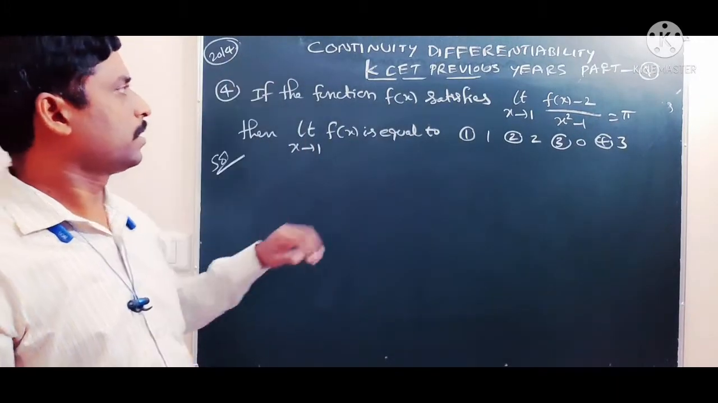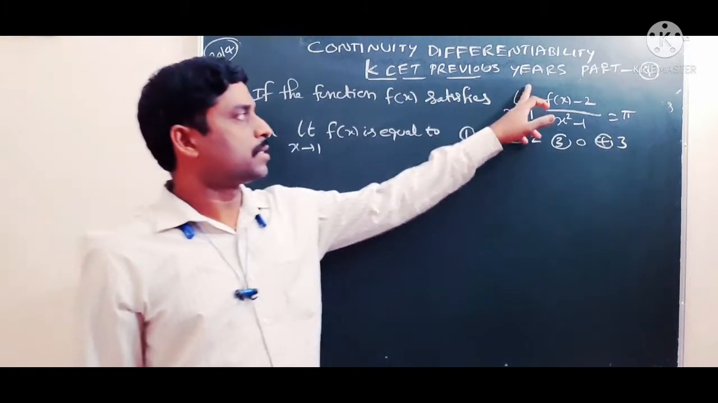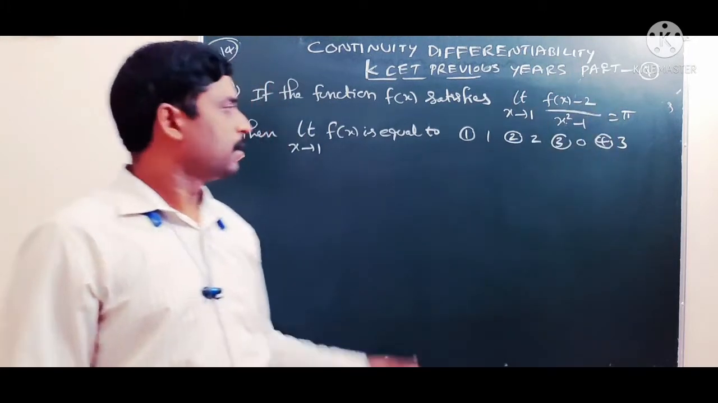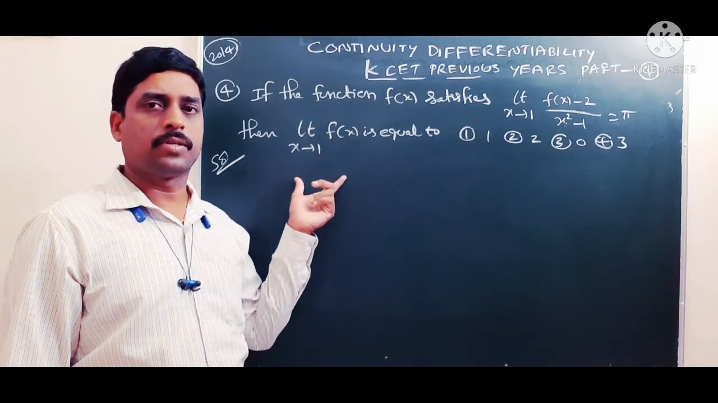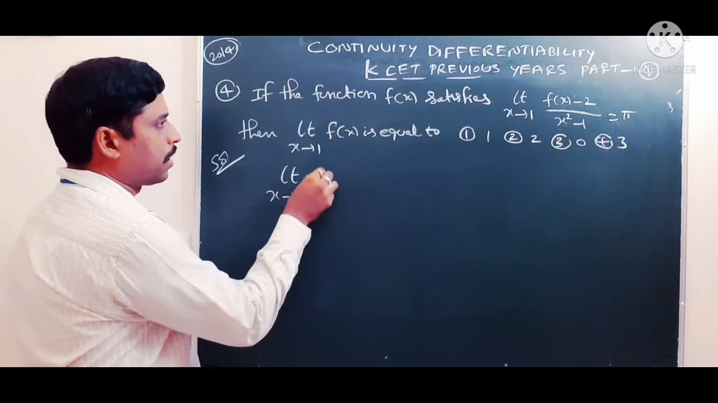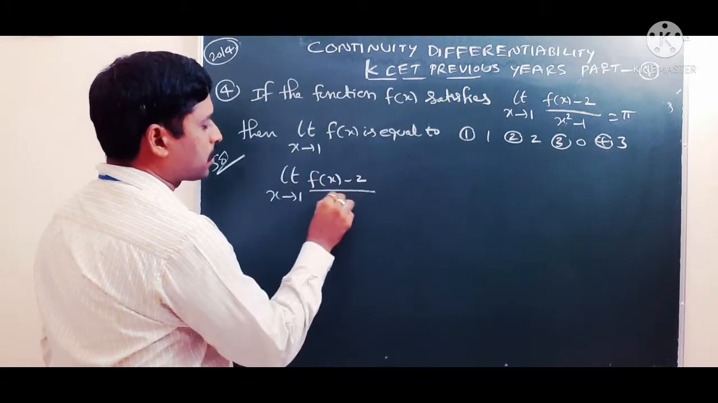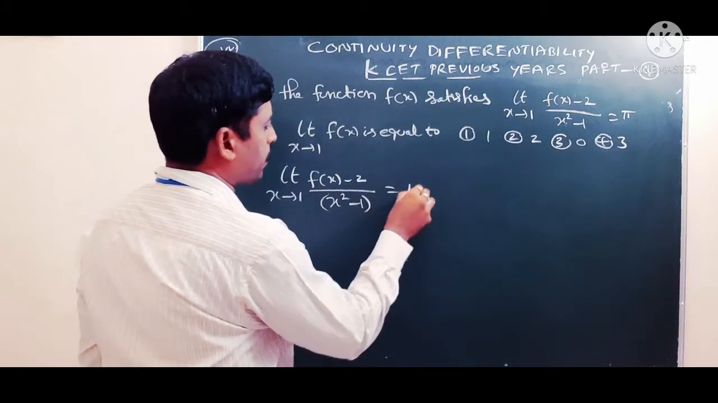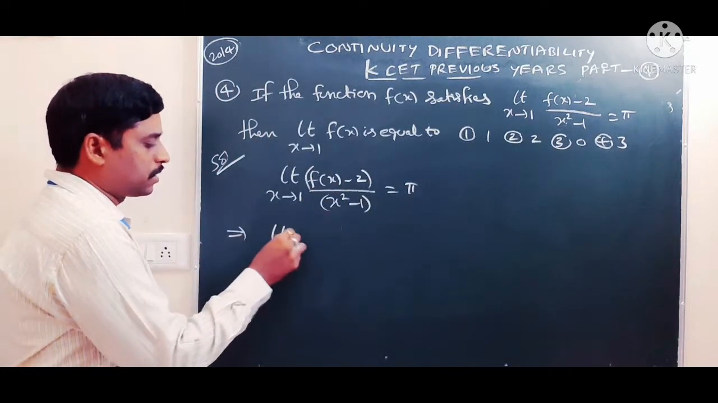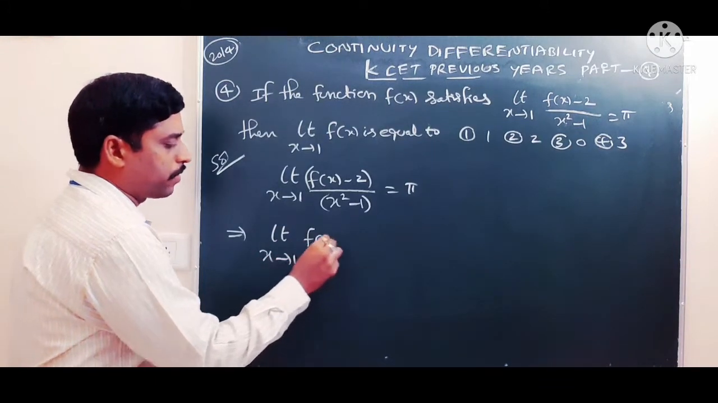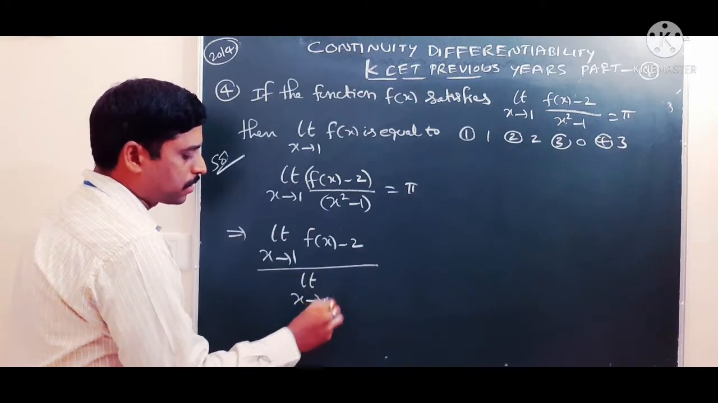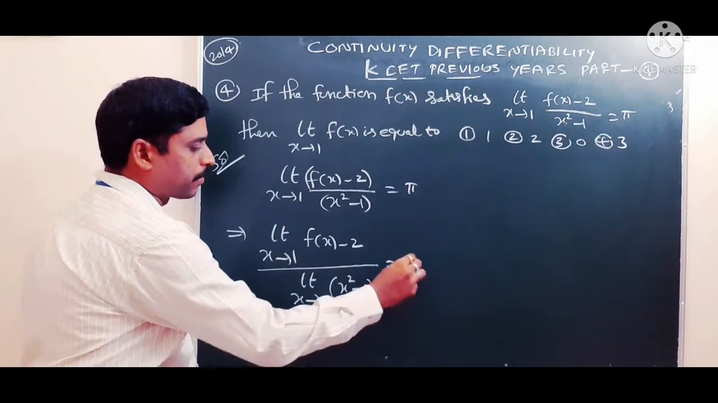This is from 2014. So what is given? Limit as x tends to 1 of (f of x minus 2) by (x square minus 1), the value given is pi. Now we have to find limit as x tends to 1 of f of x. So what is given? Limit as x tends to 1 of (f of x minus 2) by (x square minus 1) will be pi.